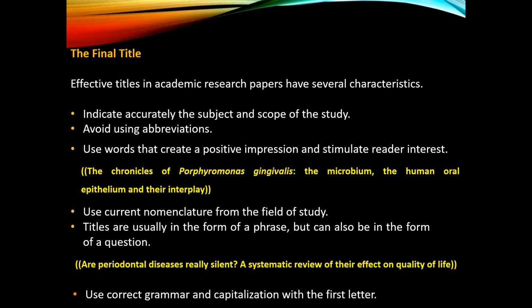An effective final title in academic research papers has several characteristics. First of all, it should indicate accurately the subject and the scope of the study. When anyone reads the title, they need to understand what your scope is, what the subject is, or what message you want to deliver to the readers. It should be very clear and reflect exactly the scope of the research.